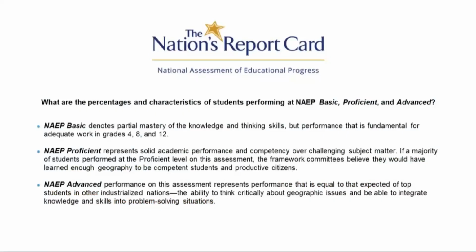Moving on, I'd like to address another question using the NAEP Data Explorer. What are the percentages and characteristics of students performing at NAEP Basic, Proficient, and Advanced on the geography assessment? Well, before we look at some data, here are the definitions of the NAEP achievement levels. Essentially, basic refers to prerequisite knowledge needed to become proficient, proficient representing competency over challenging subject matter, NAEP advanced, superior performance expected of top students compared to others in industrialized nations.